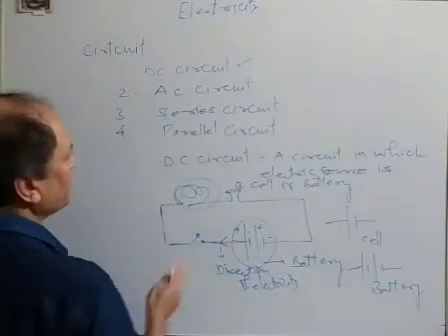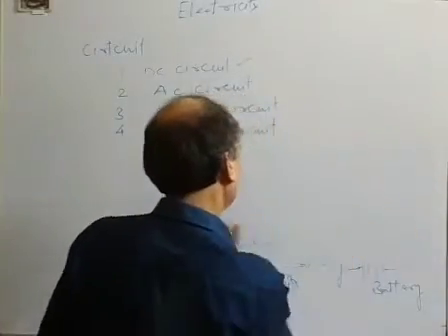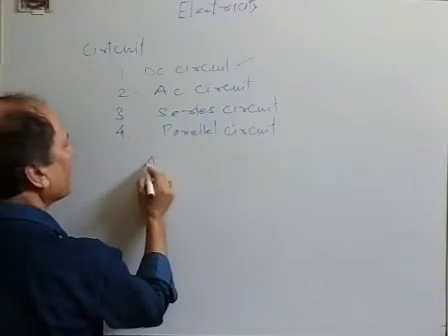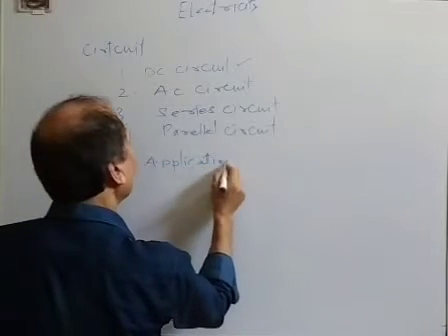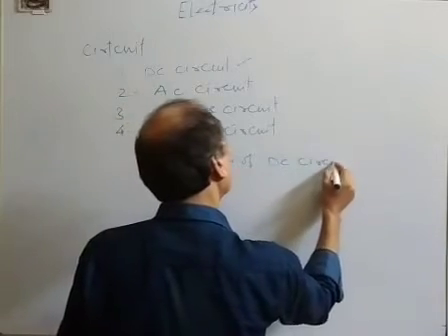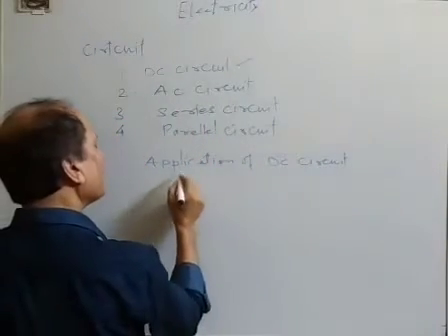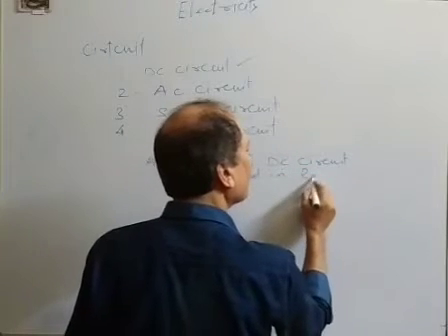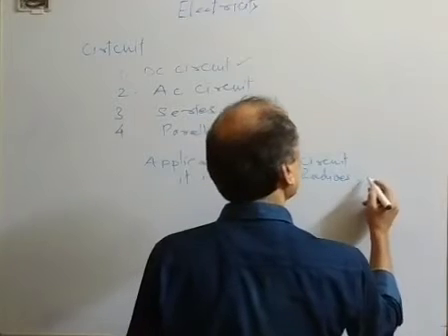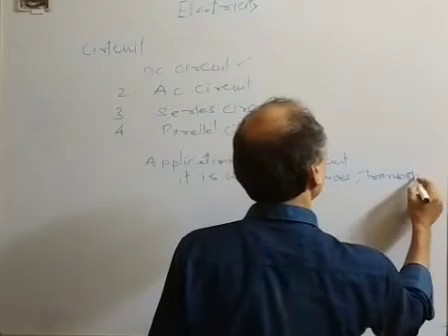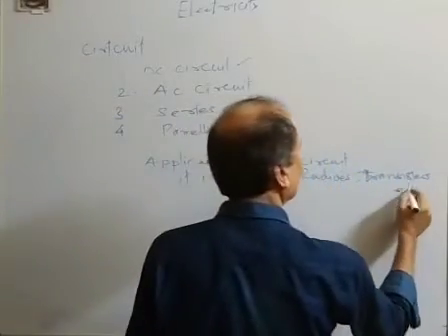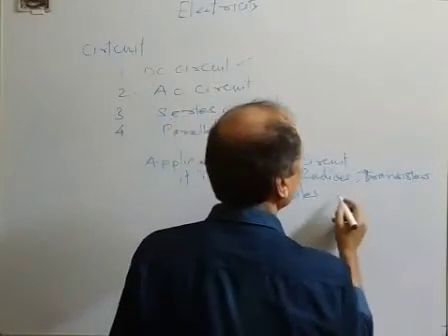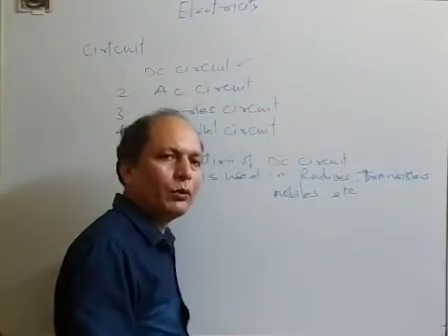Application of DC circuit. DC circuit is used in radios, transistors, mobiles, etc. And a very good example: your power bank is also a source of DC.